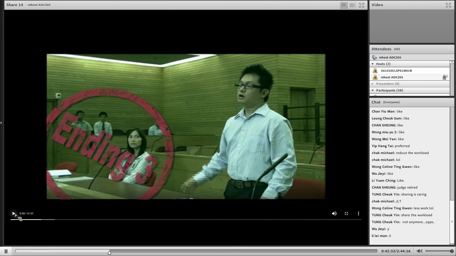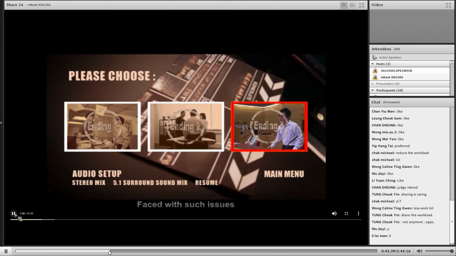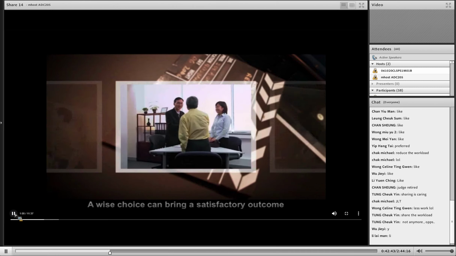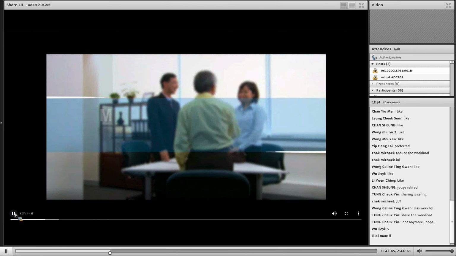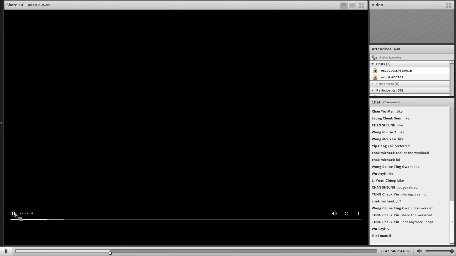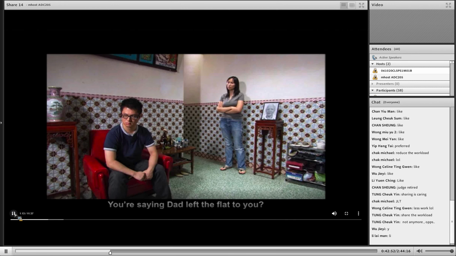The court always discourages people from using litigation to resolve the dispute. So it's a dispute in succession. The father has passed away. So now there's a dispute between the elder sister and the younger brother.